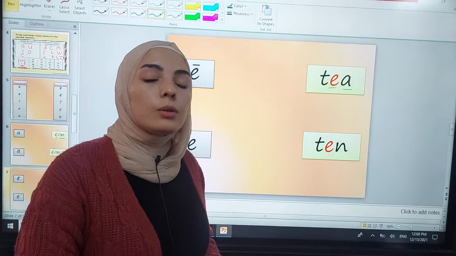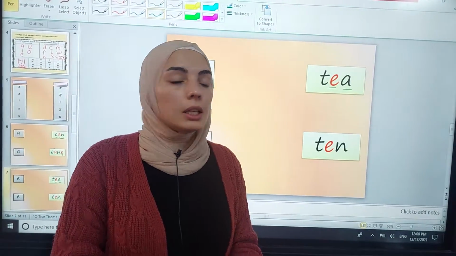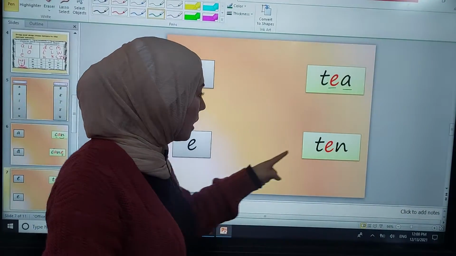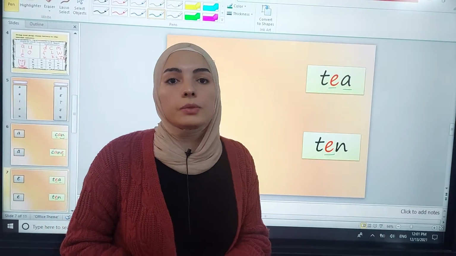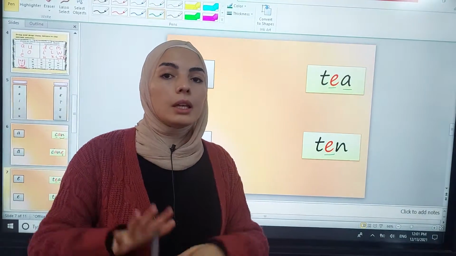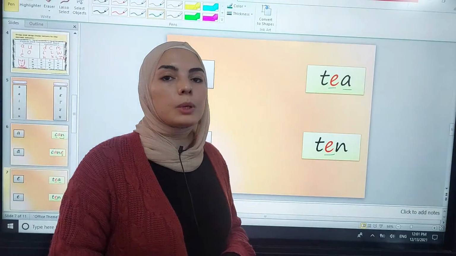You know what is the meaning of tea? For example, when we say, can I have a cup of tea? So this is the word tea. And here we have just one vowel. So we will pronounce it as a short vowel. Let's start. T-E-N will be "ten." Yes, good job. T-E-N will be "ten."